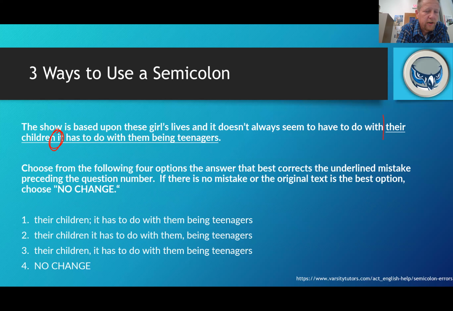The correct answer is one. It doesn't always seem to have to do with their children is an independent clause. It has to do with them being teenagers is an independent clause. And I would use a semicolon to separate these.